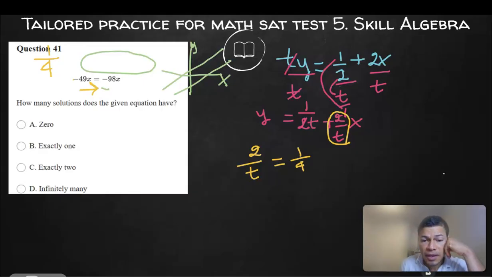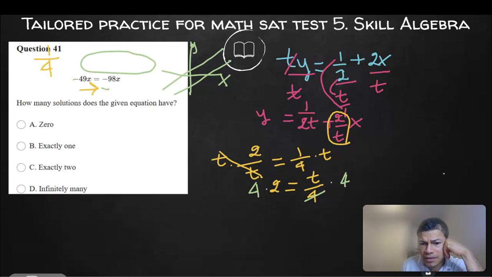Now, if we solve for t, we multiply this side by t because the t is dividing, so we need t multiplying so they cancel each other out. And then we multiply this side times t. So these t's cancel each other out. Then we are left with 2, which equals t over 4. Now, because the 4 is dividing, I have to multiply this side by 4, and this side by 4. So now these cancel each other out, and then t equals 8.